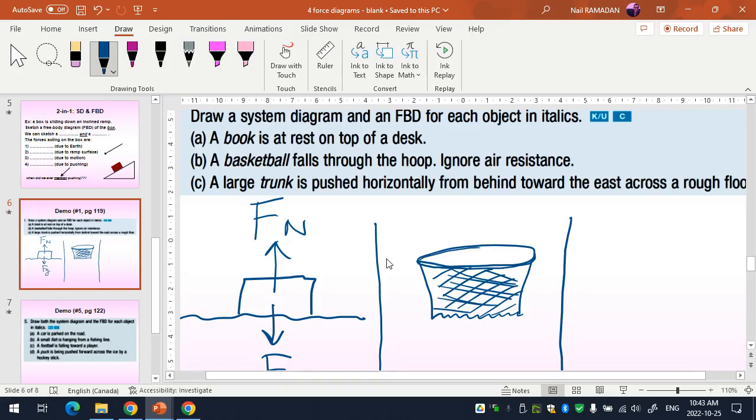So the ball would be, technically, okay, it's not touching the rim. It's not touching the mesh of the net. What's the only technical force on it if we neglect air friction? Gravity is the only force that is bringing it down.